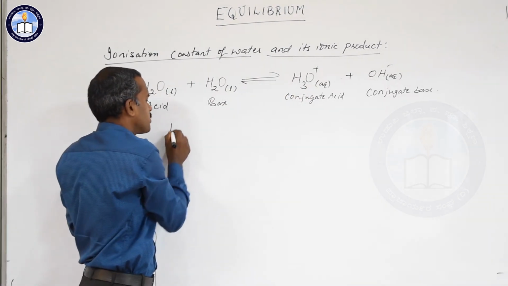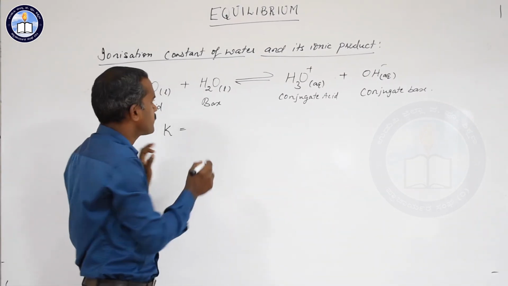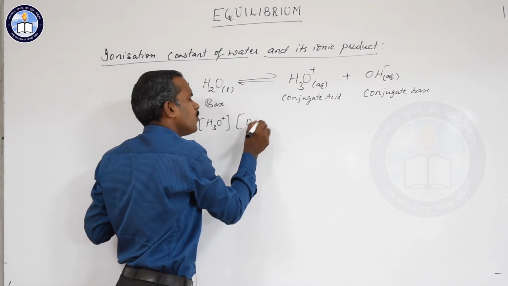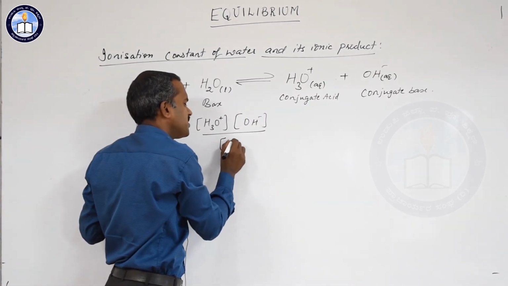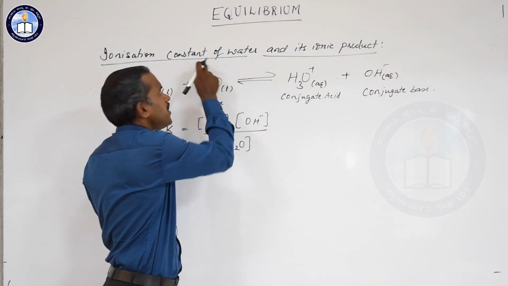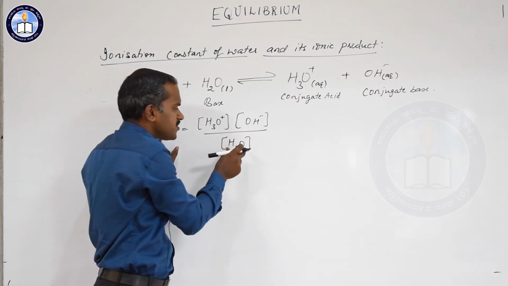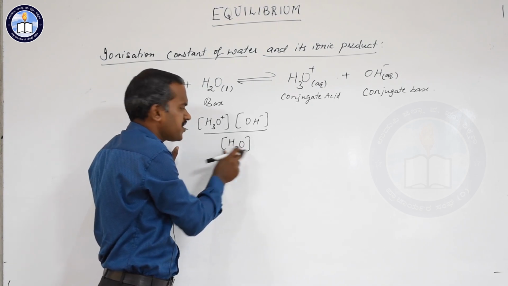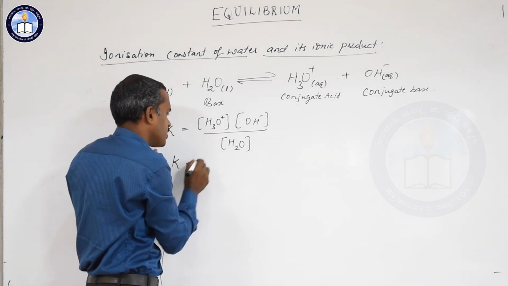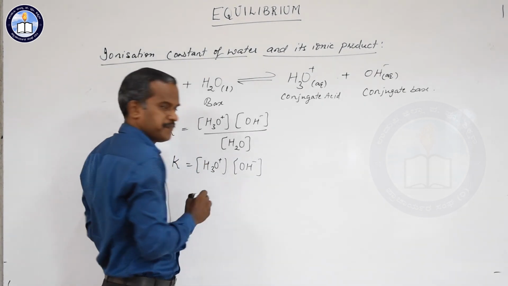We can write the ionization constant K for this particular equilibrium as the concentration of H3O plus and the concentration of OH minus divided by the concentration of H2O. So this is the ionization constant for water. Now in this case you have to understand, since water is a pure substance, its concentration remains a constant. We can ignore the denominator, so we can write K is equal to the concentration of H3O plus and the concentration of OH minus.